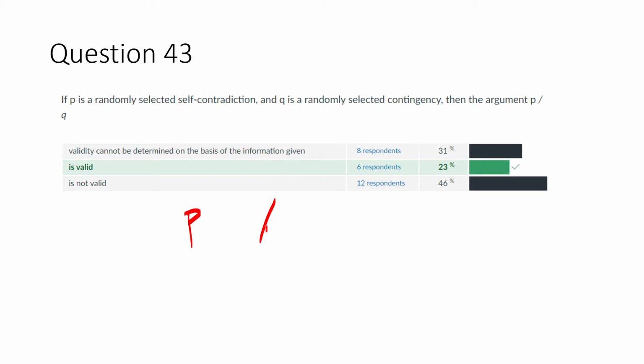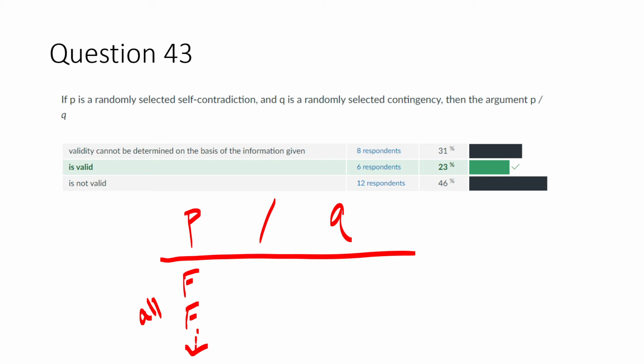So we don't know what P and Q are. P is a randomly selected self-contradiction, Q is a randomly selected contingency, but that actually gives us a lot of information about what the truth table would look like. Under P, you're going to get all and only Fs.